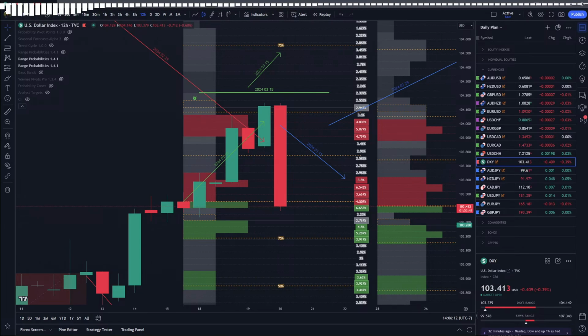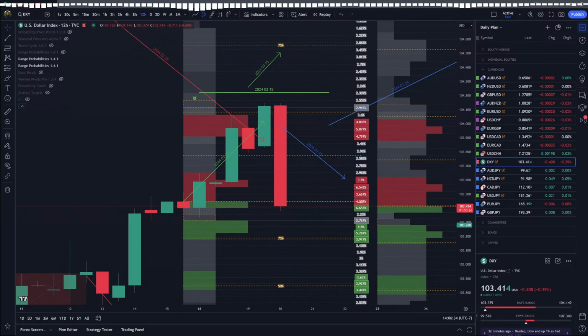To another daily plan. This one's titled End of Week Plan. We're in the middle of the week. It's the hump day. It's also the FOMC day. We had a lot of expectations met in just the last few hours.